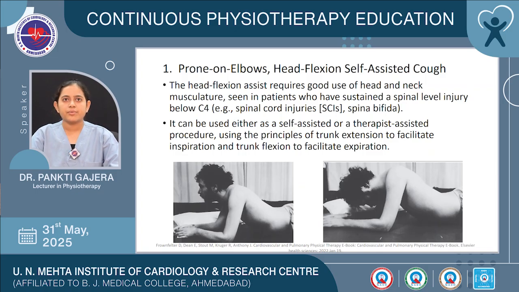So, first one is prone on elbows, head flexion and self-assisted cough. The head flexion assist requires good use of head and neck musculature, seen in patients who have sustained a spinal level injury below C4. For example, spinal cord injuries, spina bifida. It can be used either as a self-assisted or a therapist-assisted procedure, using the principle of trunk extension to facilitate inspiration and trunk flexion to facilitate expiration. This is the major principle while coughing.